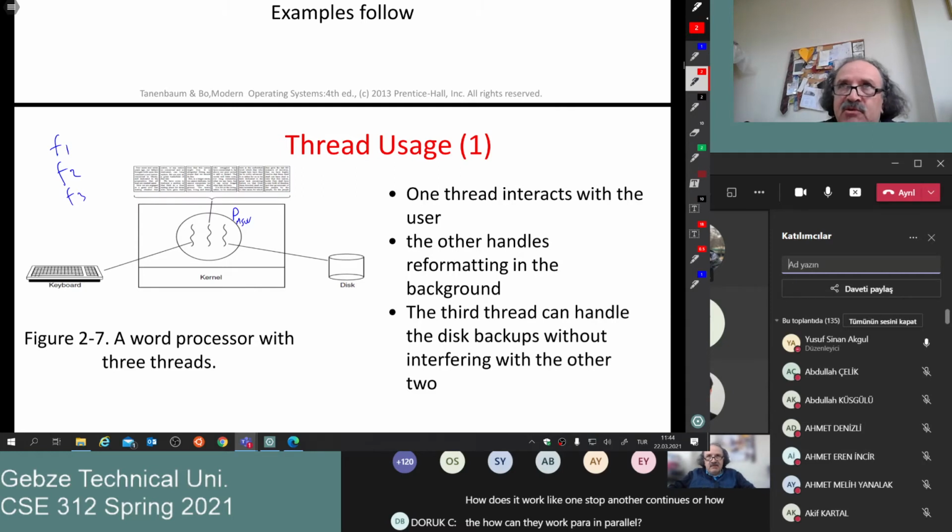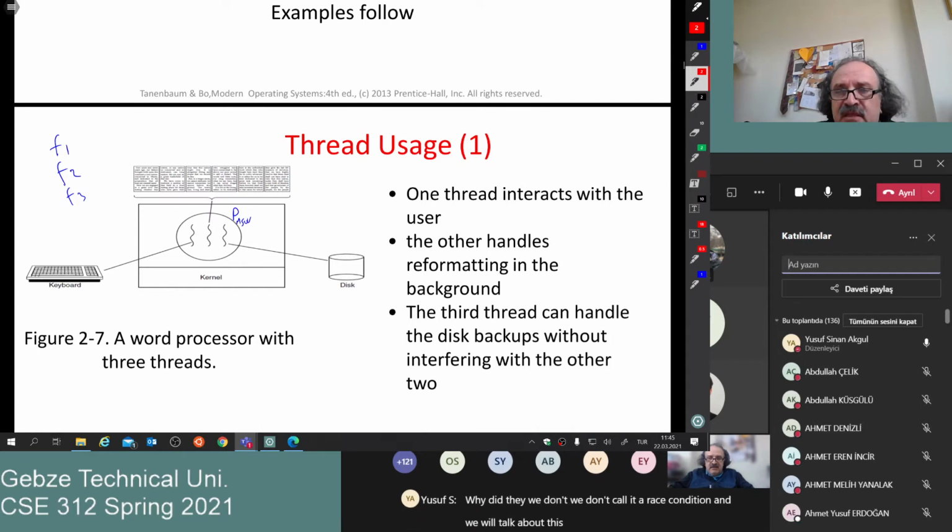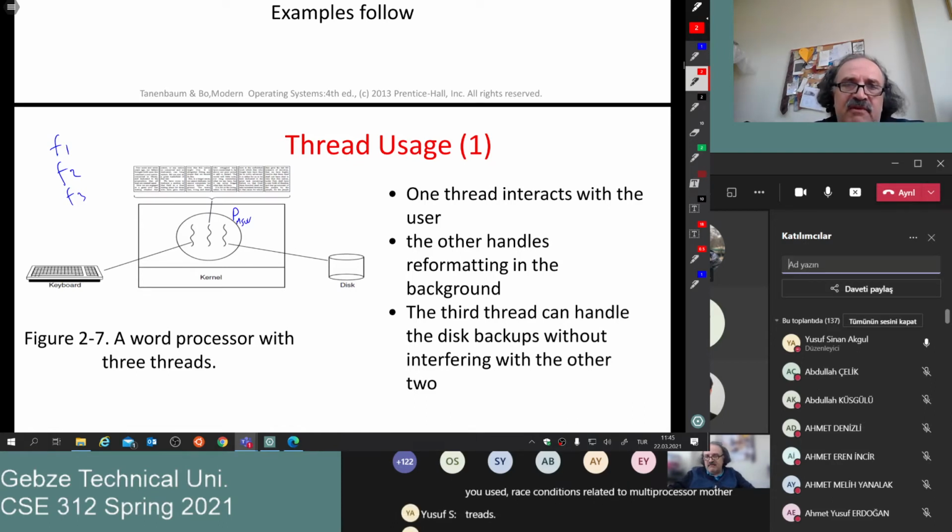Again, I think this question is related to what Yusuf and Osama asked a few minutes ago. How thread scheduling is done depends on the operating system and the thread library, and I'm going to talk about it in a few minutes. By the way, we don't call it a race condition, and we will talk about race conditions later. The term you use relates to multi-process or multi-threads, but the way you used it is not correct, and we will talk about it.